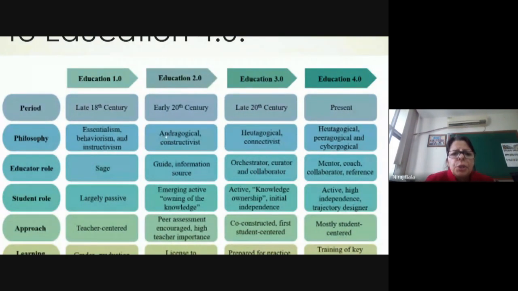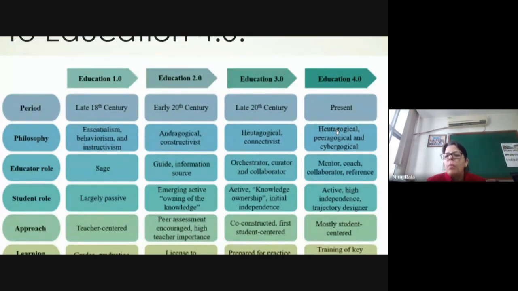But when Education 2.0 came, it became andragogical, or constructive, meaning the teachers started giving some constructive inputs. Andragogical here means, as we have pedagogical, which is for students, here it is for adults. Now the education was adult-centric. If you move to Education 3.0, heutagogical actually means problem solving. When we moved to the late 20th century, the philosophy followed was heutagogical, or connectivism. Today, in Education 4.0, heutagogical actually means problem solving.